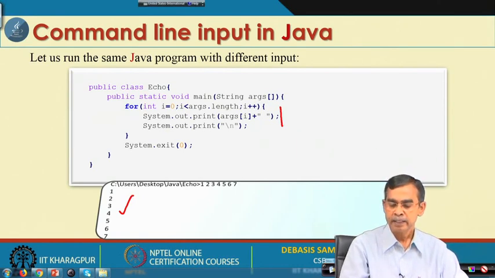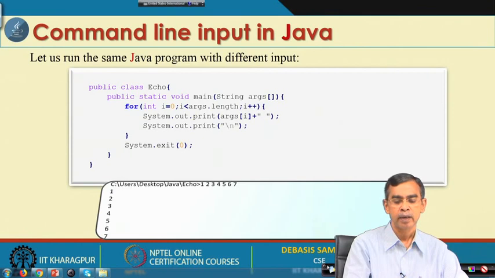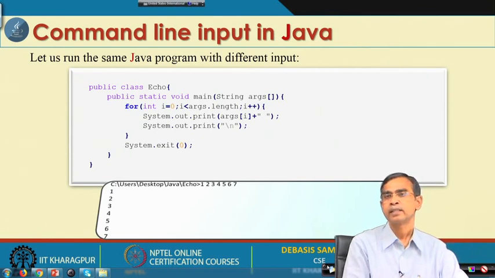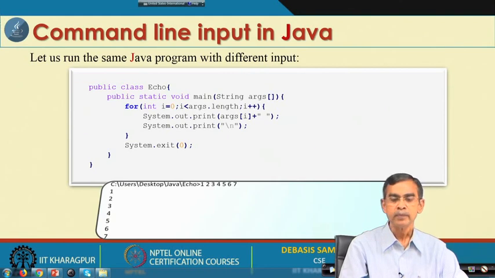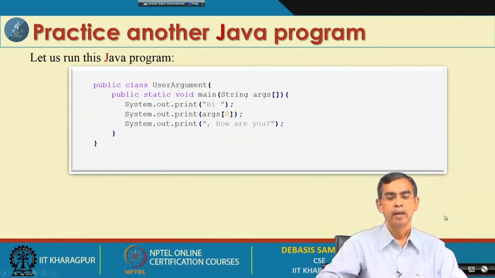Now, if you run this program without any input, simply the earlier way we have run it, then args.length will be 0, and then this loop will not run and it will not execute any print statement. So, this is the concept, the command line input to Java, and it is a very useful concept in Java for the Java programmer that they can use.